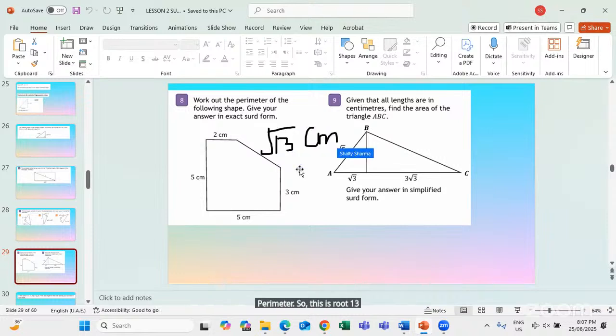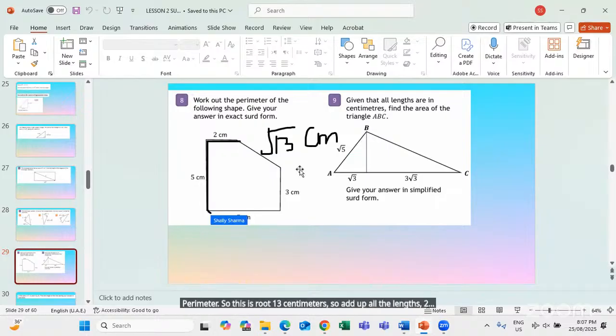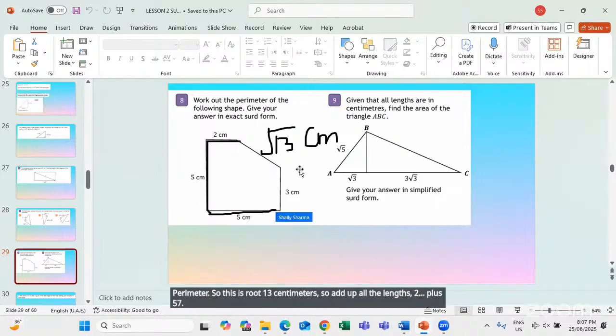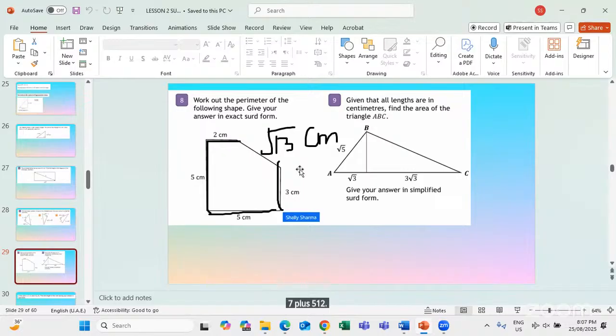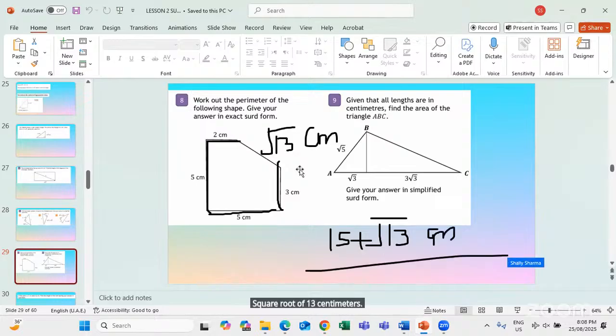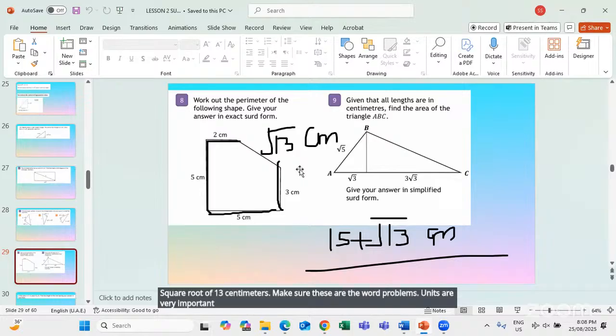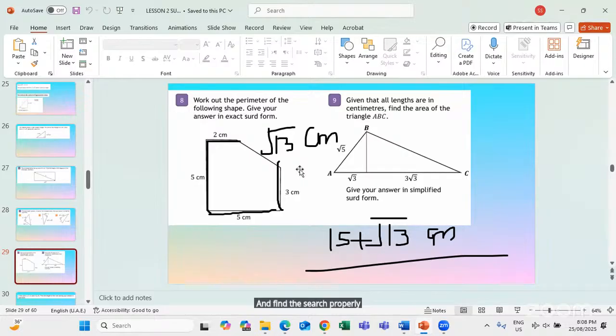So add up all the lengths. 2 plus 5, 7. 7 plus 5, 12. 12 plus 3, 15. So it is 15 plus square root of 13 centimeters. Make sure these are word problems. Units are very important as they are a part of measurement here, and find the surds properly. Thus, you have to keep your answer in the surd form.